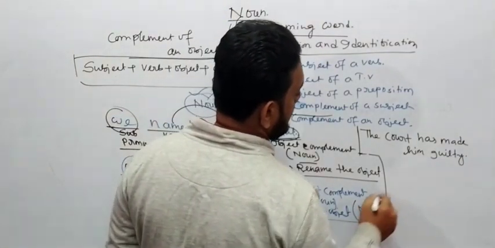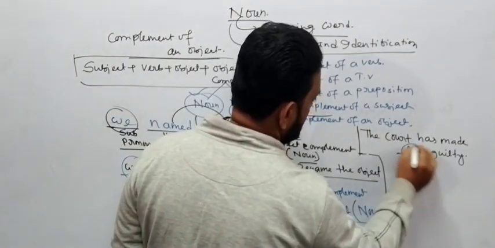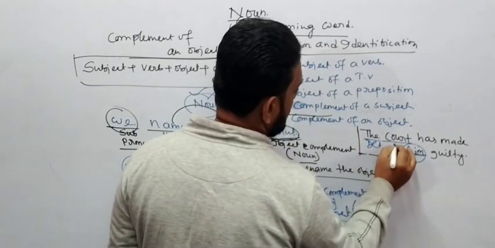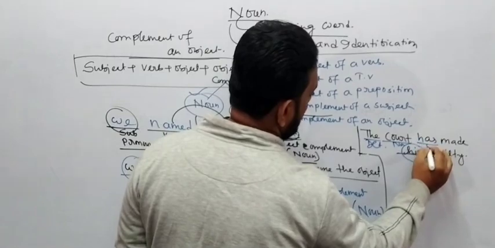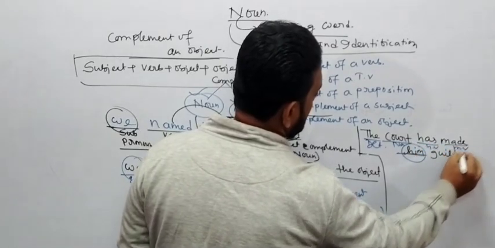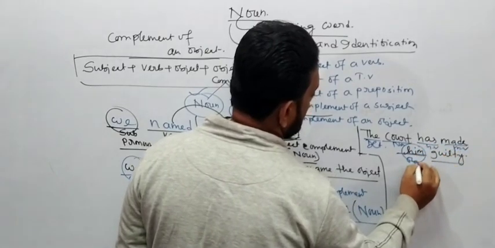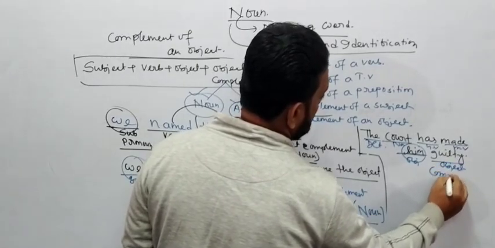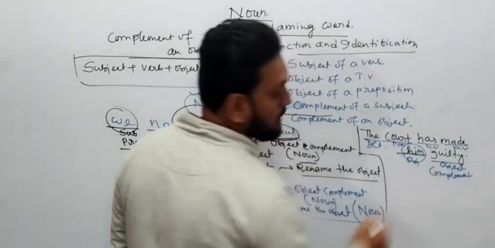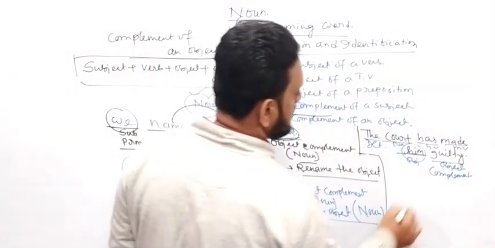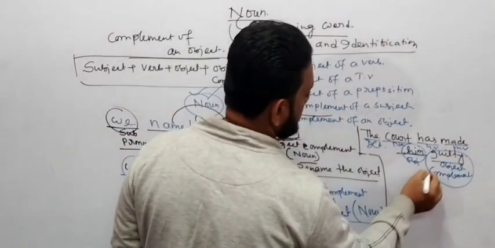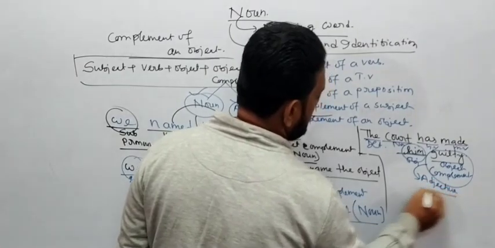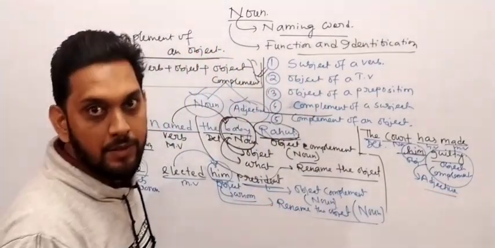The court has made him guilty. It means that this him is the object, court is the subject, the is a determiner, court is a noun, has is a helping verb, made is the main verb. Now him is the object, and guilty is the object complement. Yes or no? My question is whether this guilty is a noun or an adjective. This guilty would be the adjective.